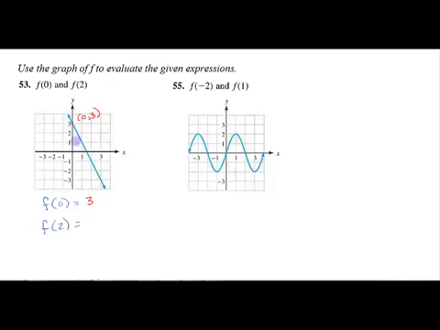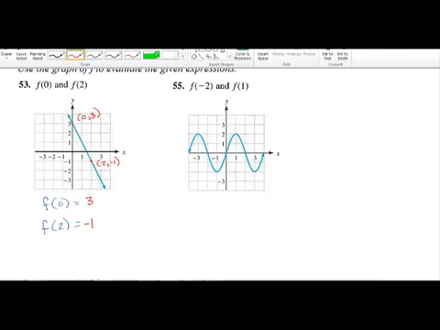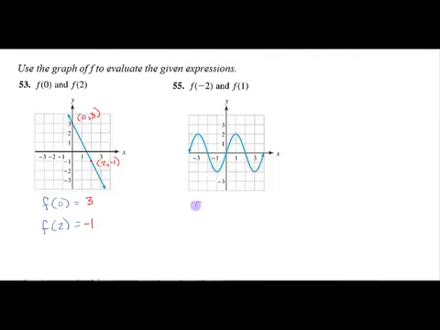Now let's find f of 2. F of 2 would be over here. So this is where x is 2. It's the point (2, -1). So that means that f of 2 is negative 1. On the next one, let's find f of negative 2 and f of 1.